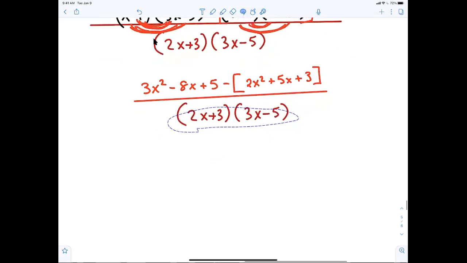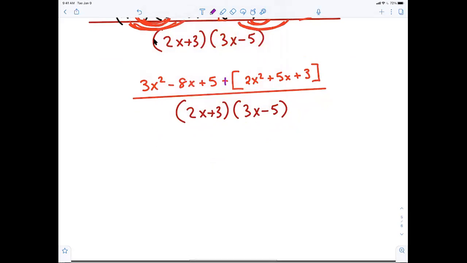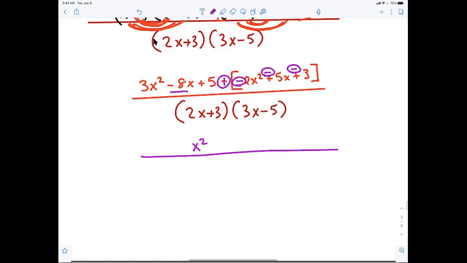Now, to me, this is where it's best to change: plus, minus, minus, minus. So now 3x squared minus 2x squared. Help me, just x squared. And then negative 8x and negative 5x, minus 13x. Yeah, minus 13x. And then 5 minus 3.